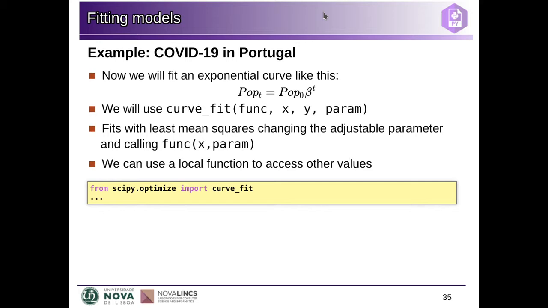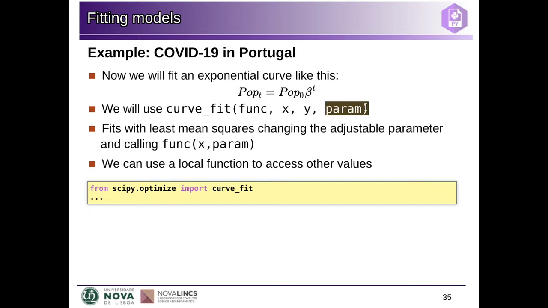Okay, so now let's fit this to an exponential model that is something like this. The population at time t will be the population at time 0 multiplied by some beta parameter raised to time t. So this is the exponential part. Time is there on the exponent. We're going to use this function from SciPy, curve_fit, that receives a function that gives you a y vector given an x vector. So it will feed the x into the function, obtain a y, and compare to the target y that we're going to fit it.